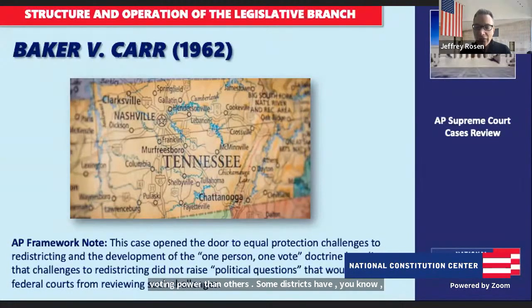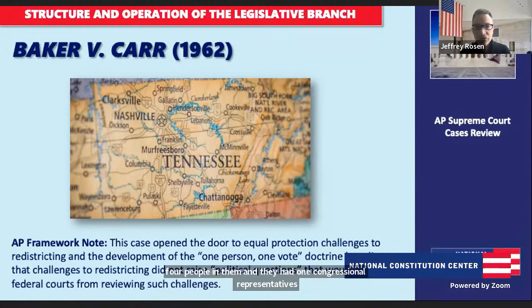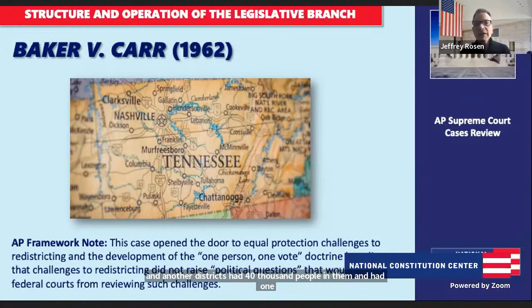And that gave the people who lived in the small districts a lot more power than those who lived in the big districts. And Baker v. Carr announces the principle of one person, one vote, and says that you have to have districts that are roughly equal in population to avoid giving some people much more power than others.